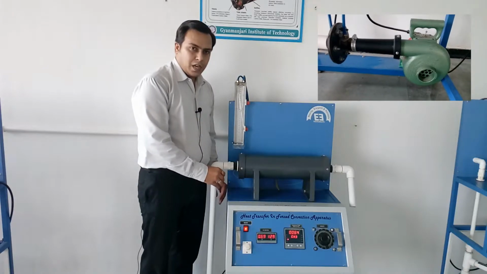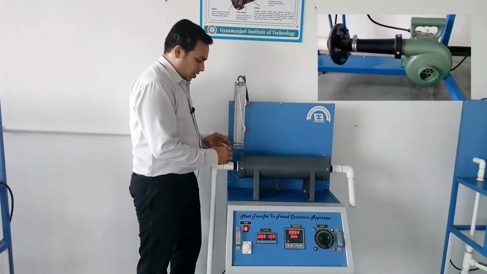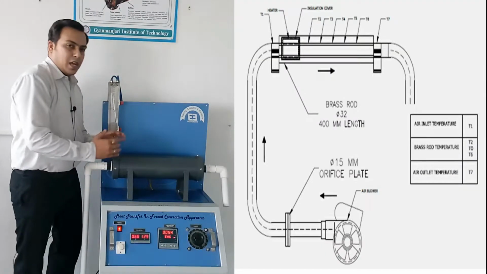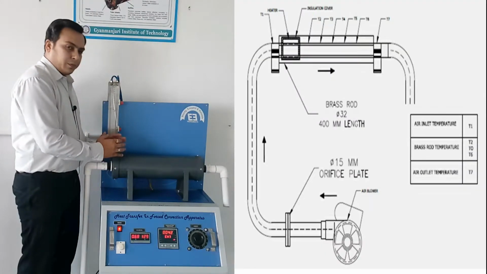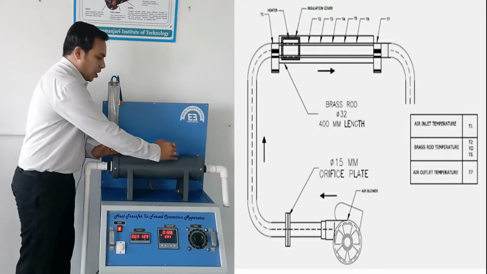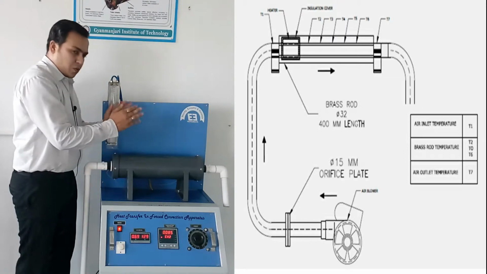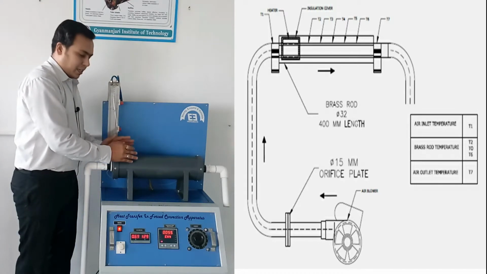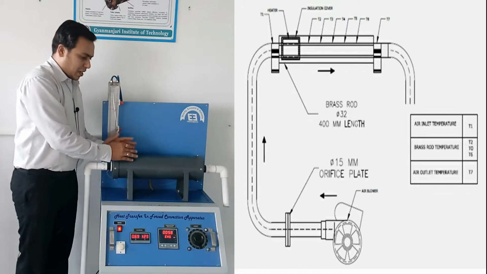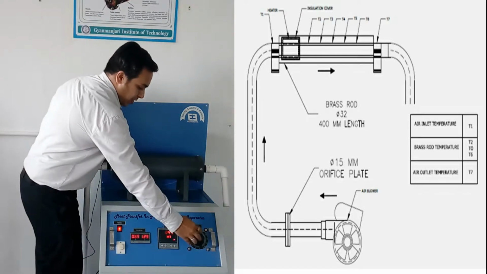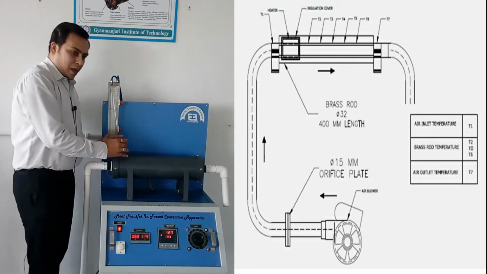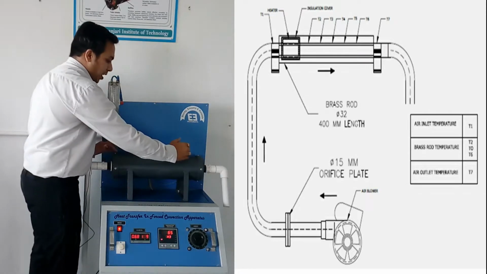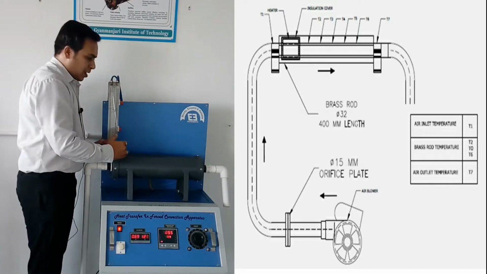In this apparatus we have a blower which blows the air passing through this test section. In the test section we have one copper hollow rod of 32 mm diameter and 400 mm length. Outside of the rod we have fitted a band type electric heater. The voltage and current of that heater are regulated using this dimmer set, and to measure the temperature of this test section we have fitted 5 different thermocouples along this 400 mm length.